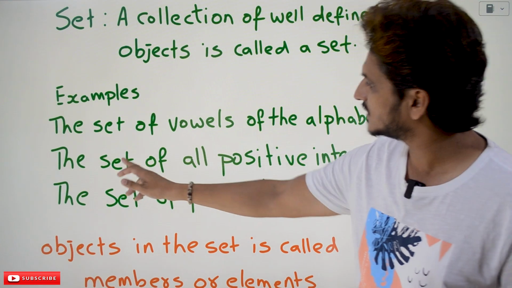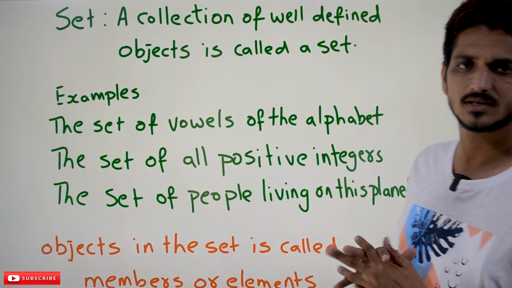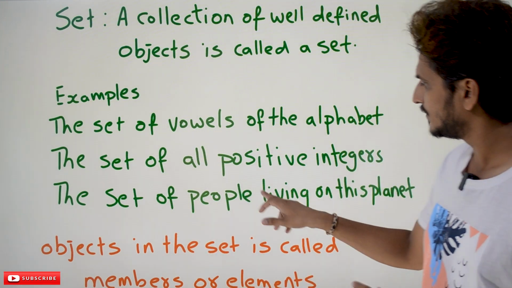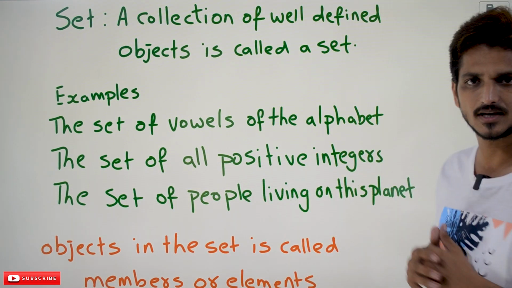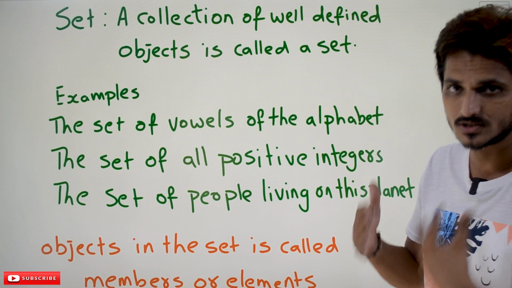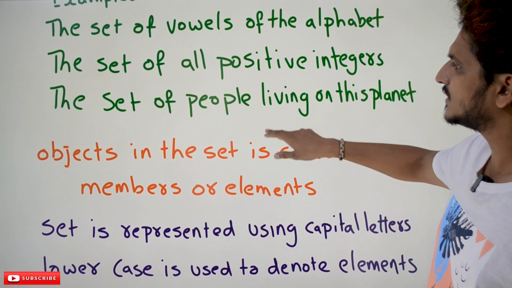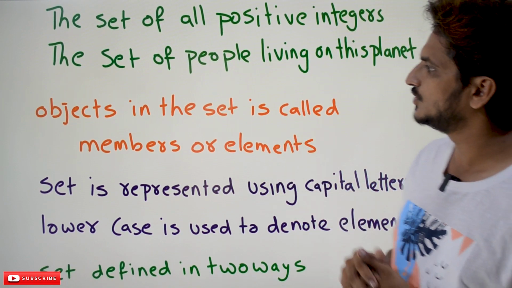Similarly, one more example, the set of all positive integers. We call it a set. The set of people living on this planet, all the people that are living on this planet, we call it a set. So these are some of the examples and some of the terminology which we are going to use here.